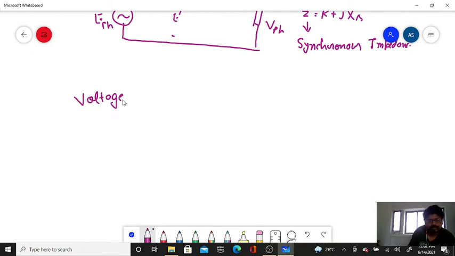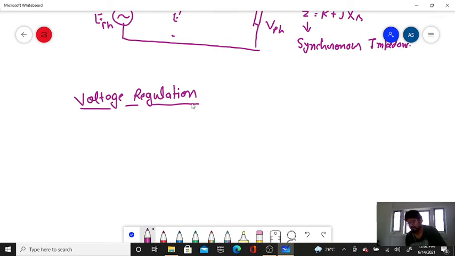The term you have heard before while studying the transformer: voltage regulation. So it's basically the change in the terminal voltage. If we remove the load, the synchronous generator is designed for rated voltage at the rated load. So if we remove the load, the terminal voltage will go high, and this difference in terminal voltage we'll call voltage regulation.